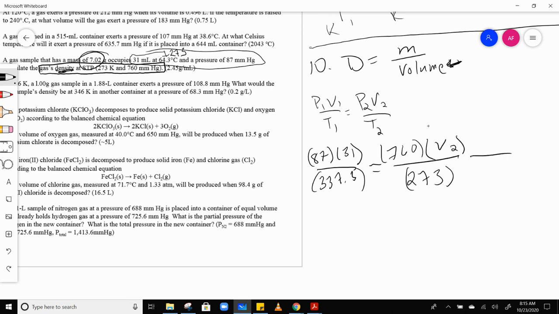So we're going to get rid of this 273, so we put it up here because that divided by that is 1. And then we've got to get rid of this 760, so I'm going to put 760 here. Okay. But if I do it to this side, I've got to do it to this side. So 273 over 760. Okay. This will cancel with this. This will cancel with this.